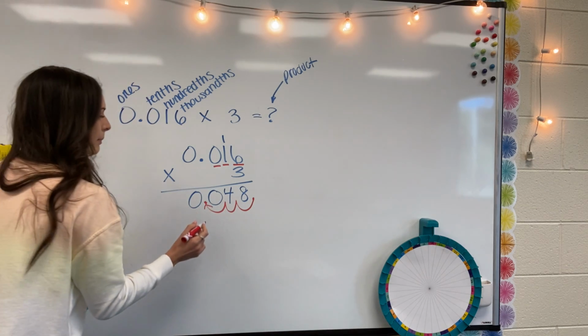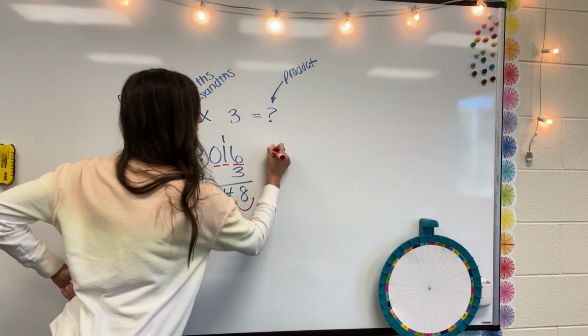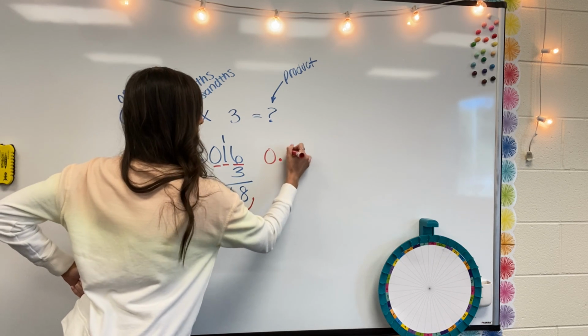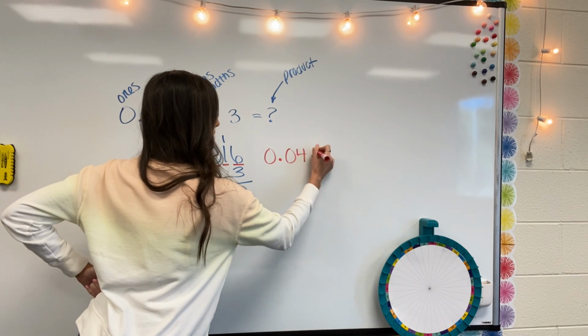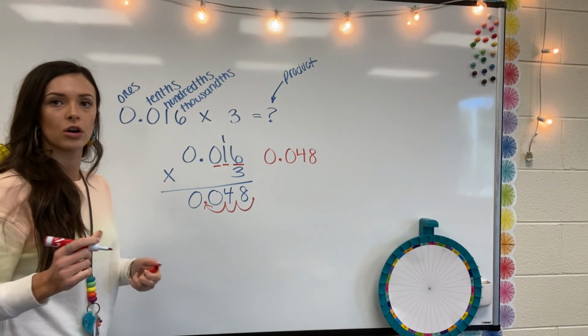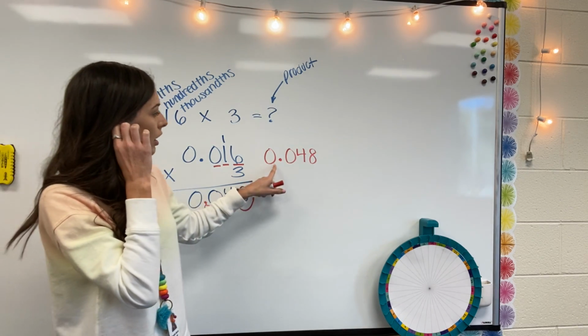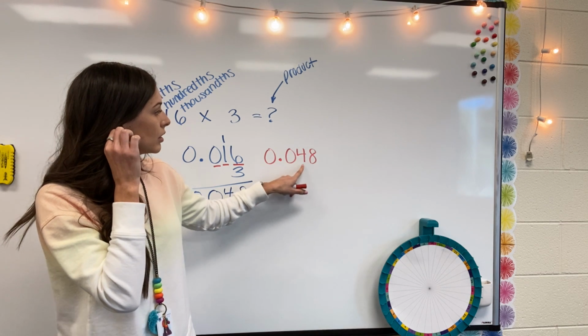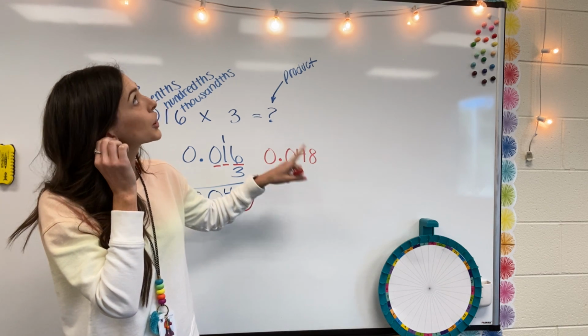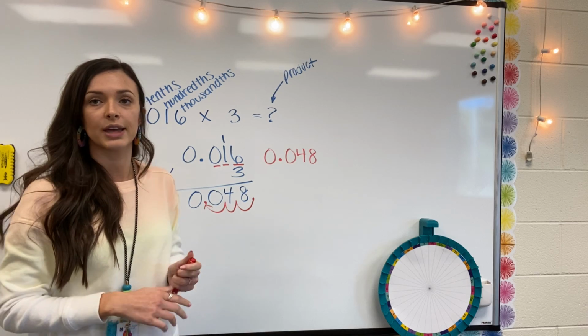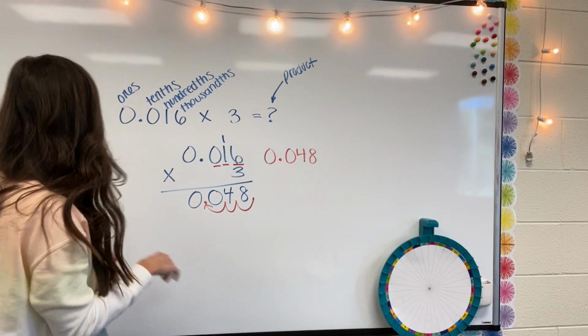So now my product, do you recall how we would pronounce that with our place value? Our product would be 48 thousandths. 48 thousandths would be our product.